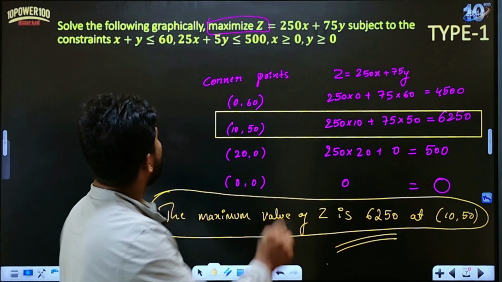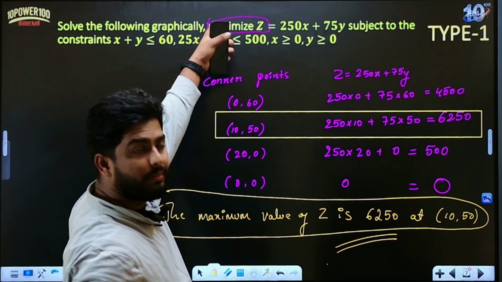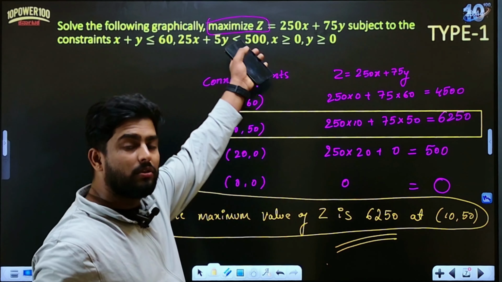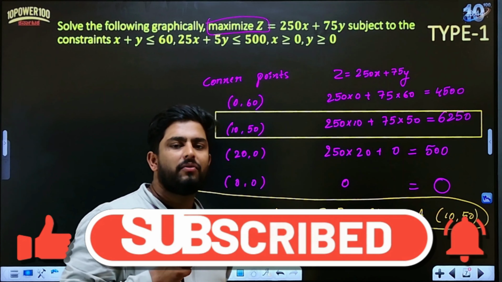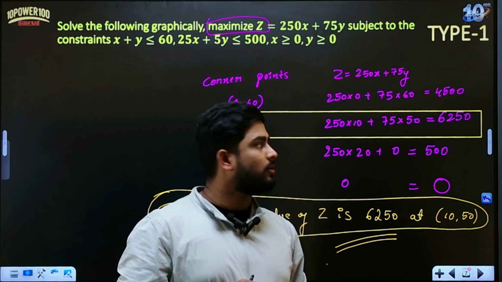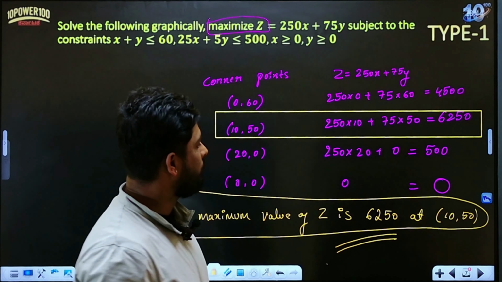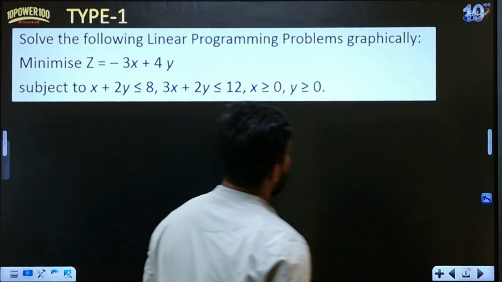Sometimes they'll ask to minimize, so in that case just go for the minimum value. And sometimes they ask both maximize and minimize. In that case it is very simple, write both of them: the maximum value of z is this much and the minimum value of z is this much at some point. So this is about type 1 sum, children. Roughly I'll show you one more sum I have taken. Now look at the next sum.